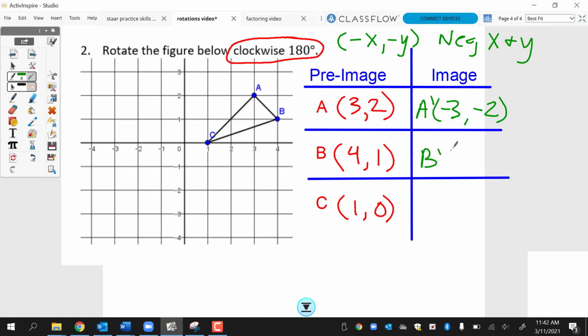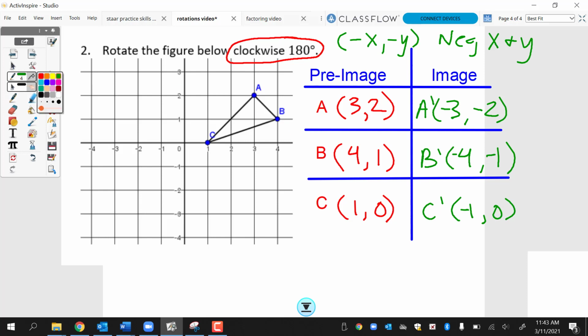Keep the order. So 4 and 1. But make them both negative. Bam, bam. Negative, negative. Last one, C prime. We keep the order, make them both negative. So negative 1. You cannot make 0 a negative. There's no such thing as negative 0. So if it's 0, you cannot make it negative. It just stays 0. Great.